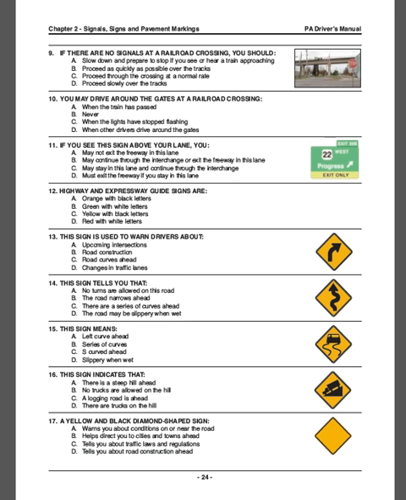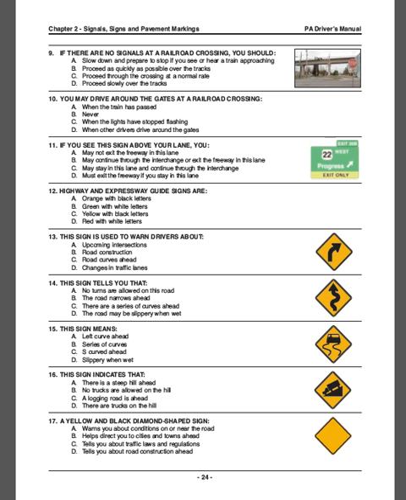12. Highway and expressway guide signs are A. Orange with black letters, B. Green with white letters, C. Yellow with black letters, D. Red with white letters. The answer is letter B. Highway and expressway guide signs, like exit signs, are green with white letters.